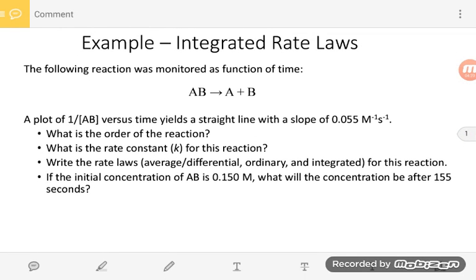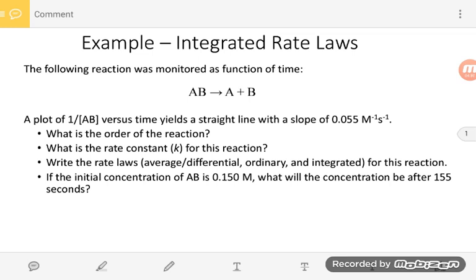Example: the following reaction was monitored as a function of time, and a plot of 1 over the concentration of AB versus time yields a straight line with a slope of 0.055 molar to the -1 s to the -1. What is the order and rate constant of the reaction? Those are the first two questions.